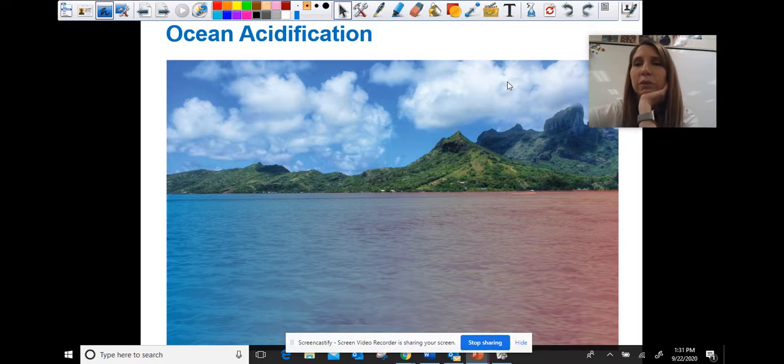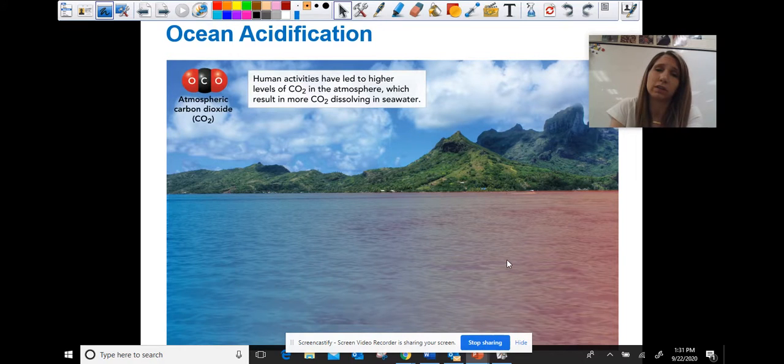Another thing that we see with increased levels of CO2 in the atmosphere is this process that we call ocean acidification. And we have seen this before. I think we talked about that as part of the carbon cycle, because this involves CO2, which contains carbon atoms.